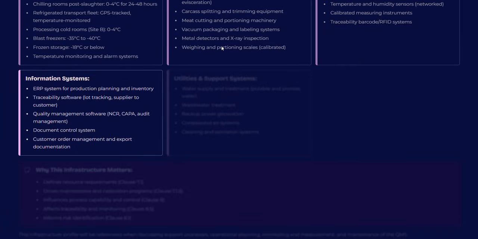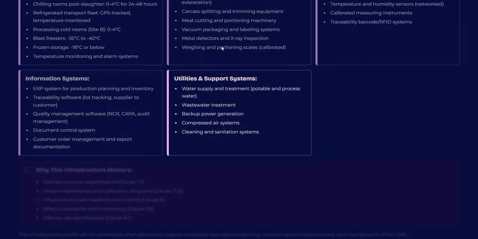Information system infrastructure needs to be available and intact, and that includes an ERP system for production planning and inventory. Then we have traceability software for lot tracking from suppliers to customers. And also we have quality management software that we need for NCR, CAPA, or audit management. We also have a document control system, and we need customer order management and export documentation. Everything here needs to be mapped.